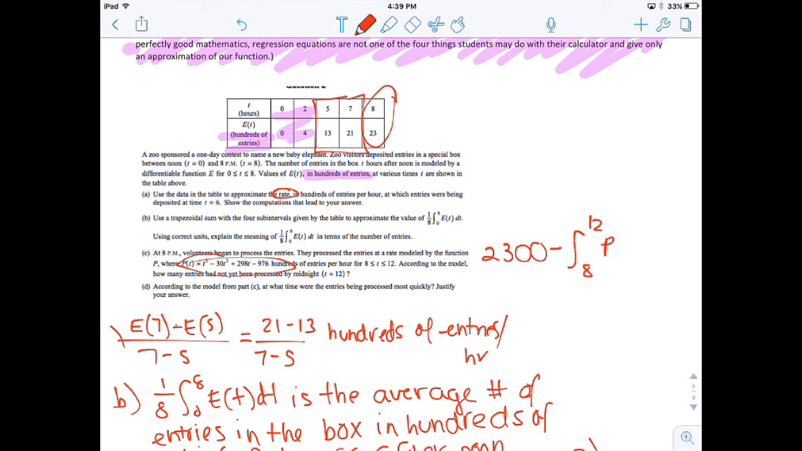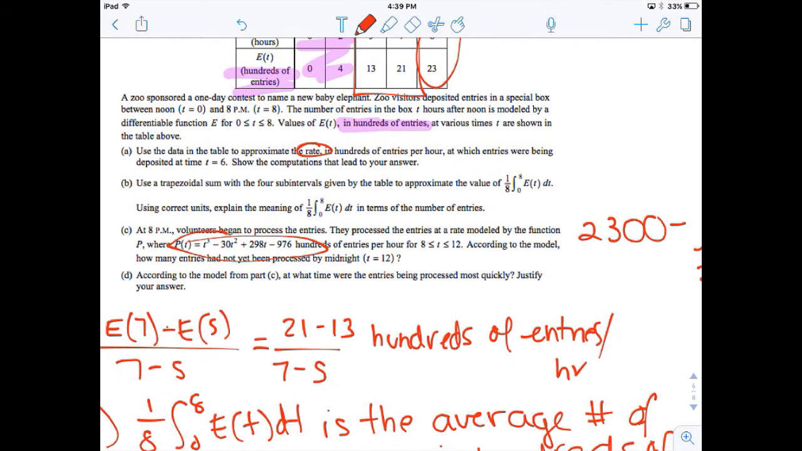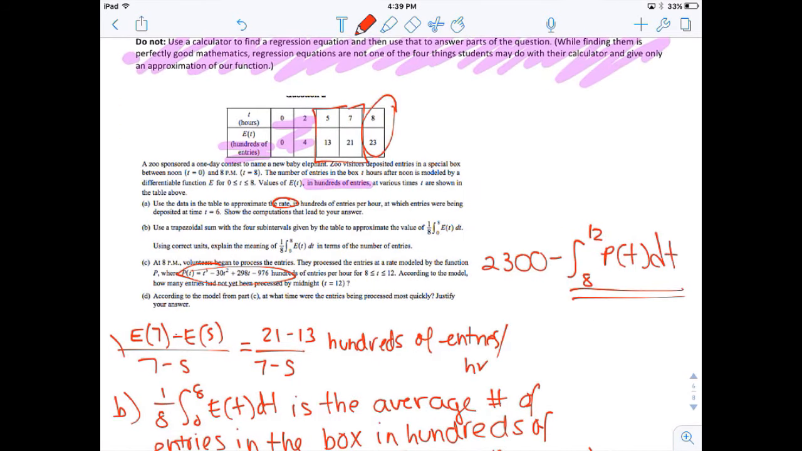And according to the model from Part C, at what time were the entries being processed most quickly? So you would look at p of t, the rate they're being processed, and you want to find the maximum of this. So you'd look at p prime of t, and then find where it changes from positive to negative to find the max.